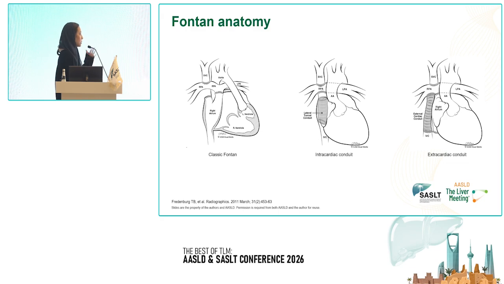The classic Fontan was the original form of the surgery, where the right atrium is directly connected to the pulmonary artery, as is the SVC. It was later developed into the intracardiac conduit, where a baffle or a conduit is placed within the right atrium, connecting the IVC and bringing the blood flow back to the pulmonary artery. And then the latest iteration, and now kind of the standard Fontan, is the extracardiac conduit, where the conduit is now outside of the heart, bringing the blood flow back into the pulmonary artery.